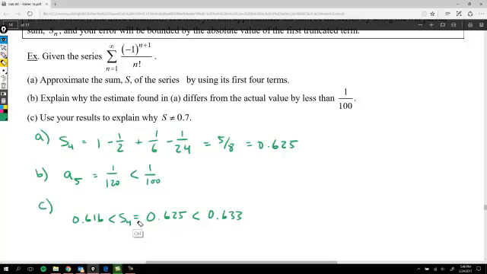So the actual value of this series has to be somewhere between 0.616 and 0.633. Naturally, the more terms you use, the better of a window, the better an interval you'll get. But just using four terms, it's still not bad. Now 0.7 is all the way over here. My actual sum has to be between these numbers, and 0.7 is all the way out here. It'll never equal 0.7.